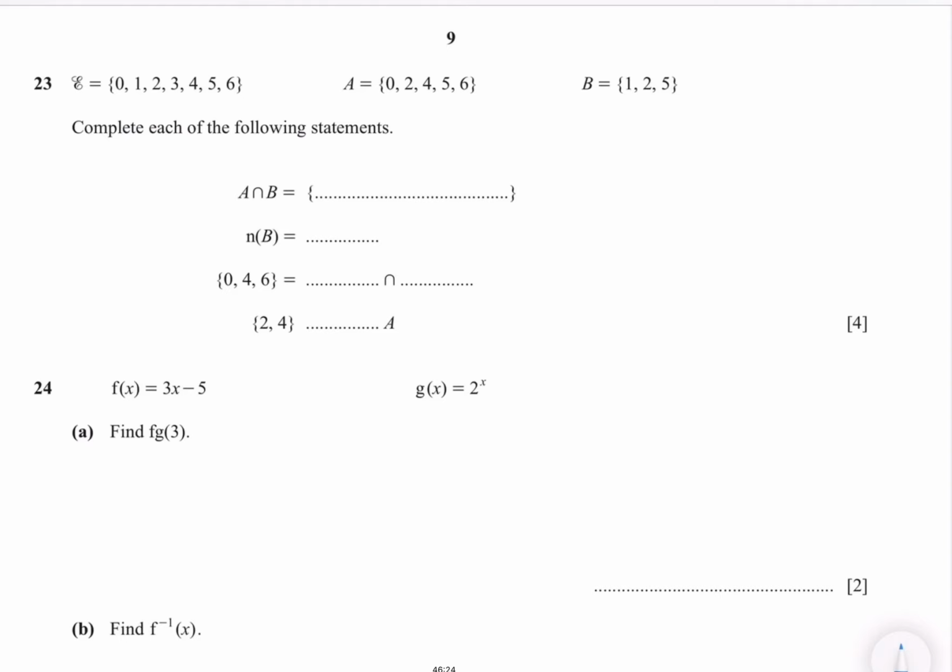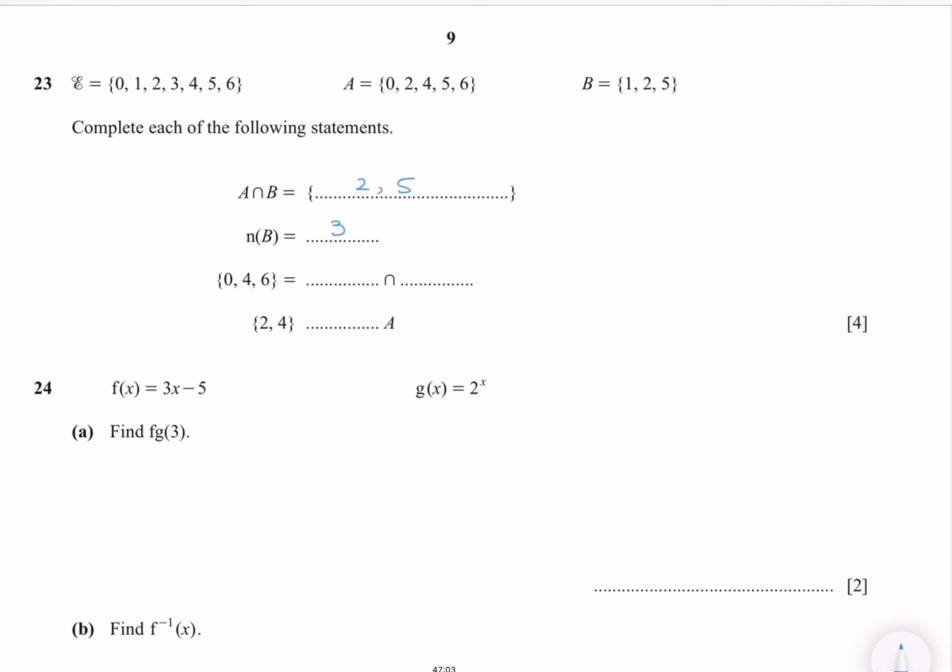Complete each of the following statements. A intersection B. So you check what are the elements which are the same in A and B. So you will see 2 and 5 in both. n of B, n means number of elements in B. So there are 3 elements in B.